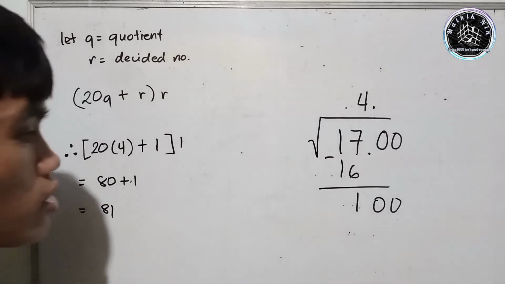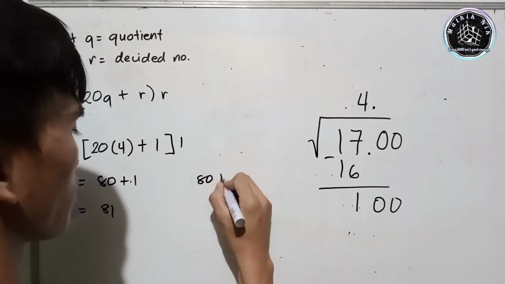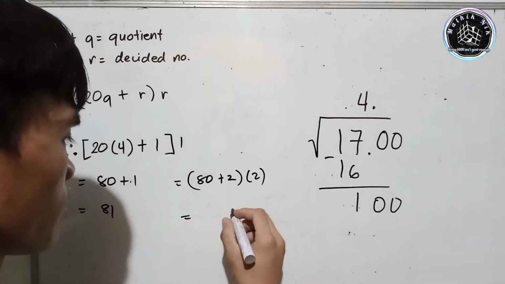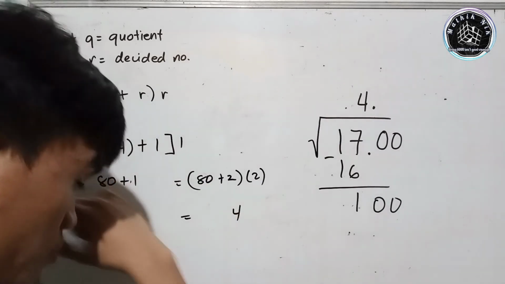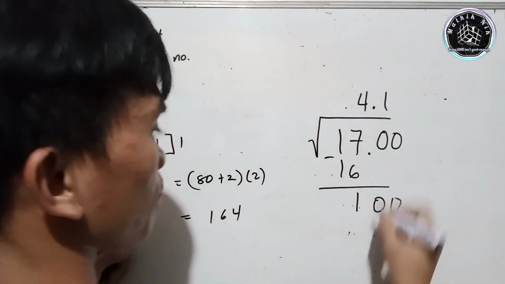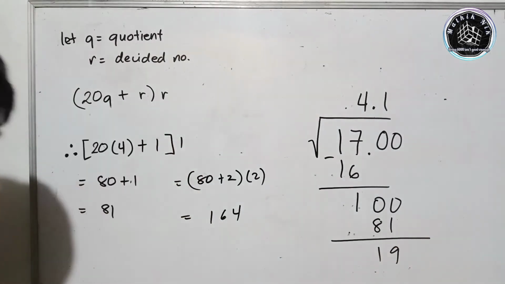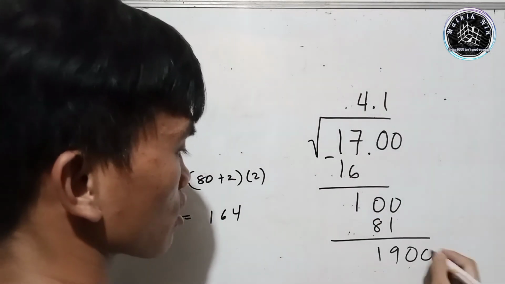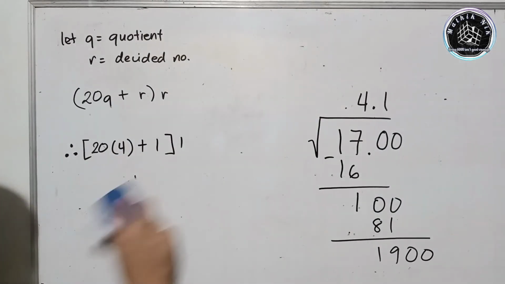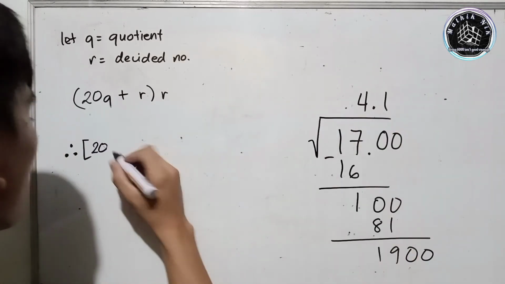So 81. So let's say 80 plus 2 times 2 is 164. So it is larger than 100, so the answer is 1. So 81. Subtract, this is 19. Bring down two zeros also. So the quotient is 41.